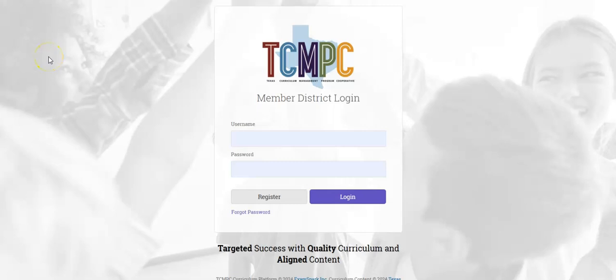Hey guys, so today I'm going to be taking you through a specific document located in the TCMPC called the Enhanced TEKS Clarification Document. So step one, you obviously need to log into your TCMPC. If you don't know how to log in or you have not already set up your account, please see the prior video that goes into accessing TCMPC.